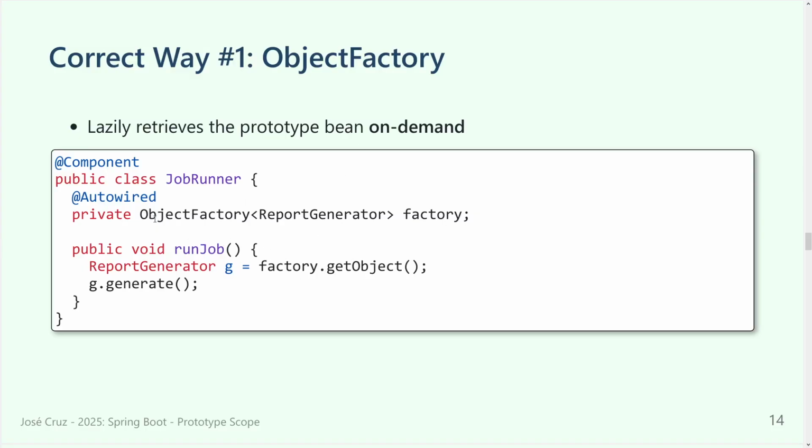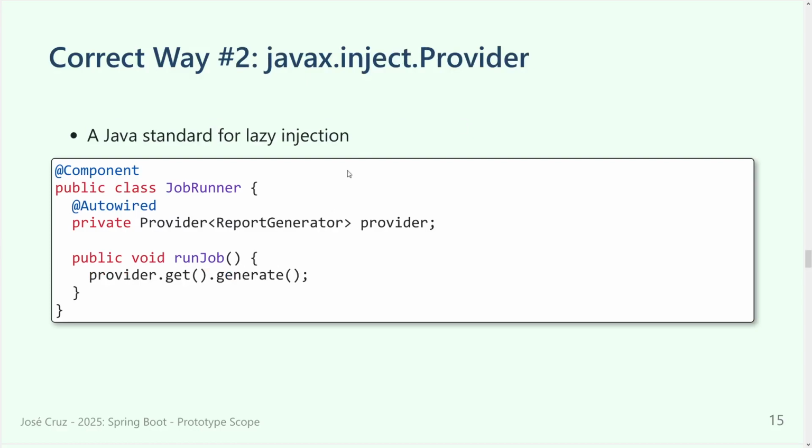So you inject here using Autowired, and Spring Boot will create here a factory, and you get the object like this. So you have a report generator. It can handle it because this is a generic type, and generic type it's the same as this one here. Another way to do it is using javax.inject Provider. This is a standard, and Spring Boot supports the standard.